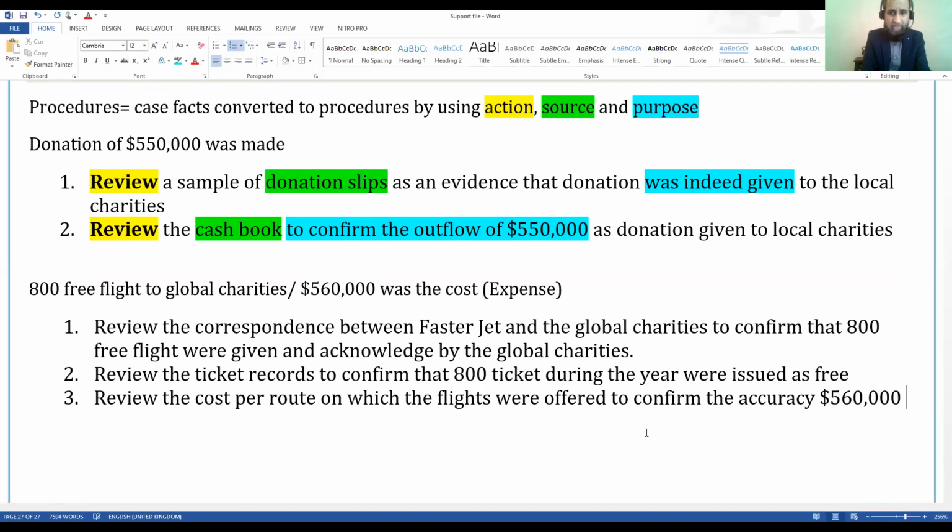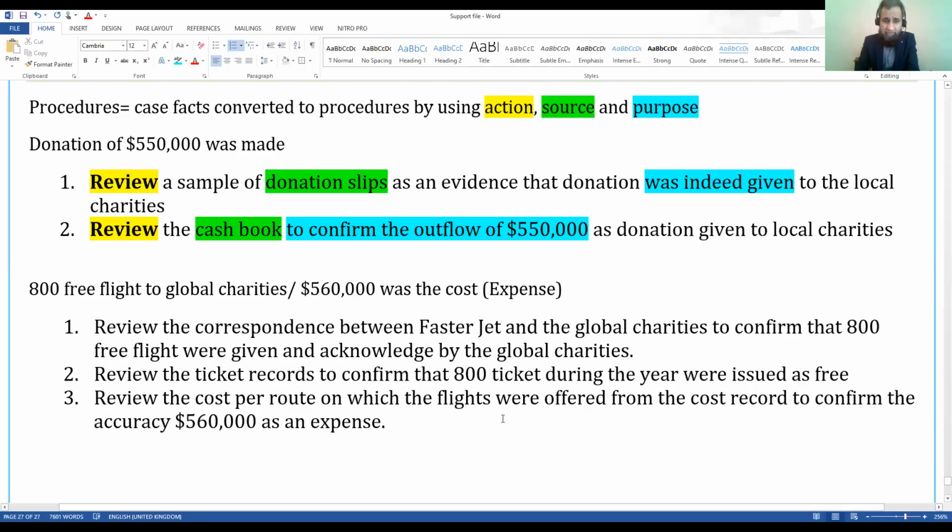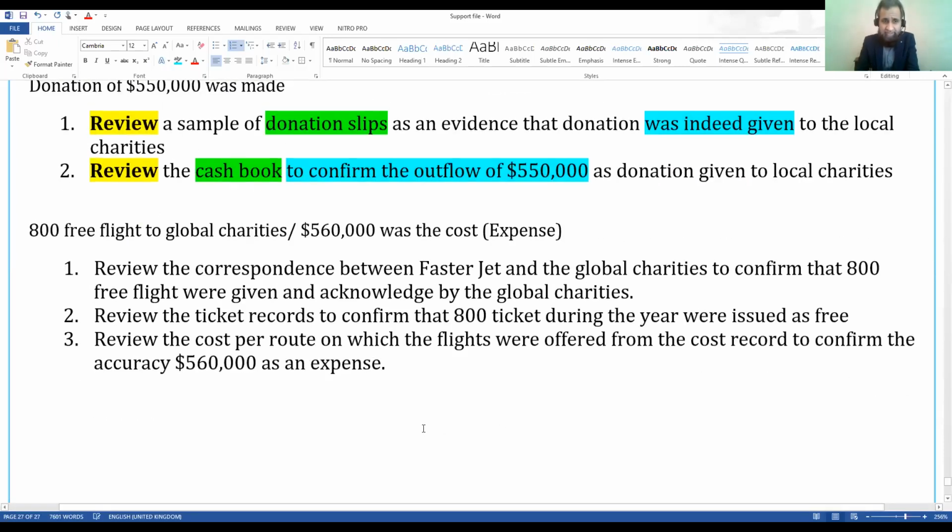So you need to confirm that, to confirm the accuracy of $560,000 as an expense, because you gave them free, right? So it's an expense for the company. So you can review the cost per route on which the flights were offered from the cost record to confirm the accuracy of $560,000 as an expense.